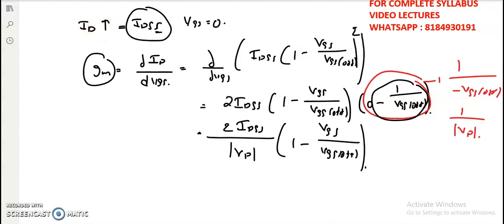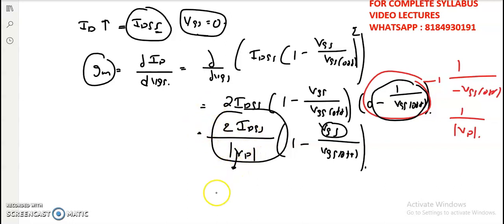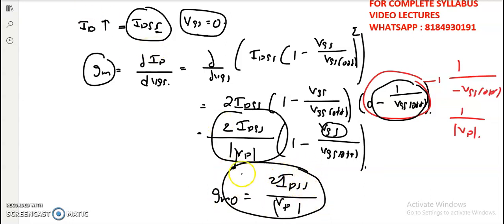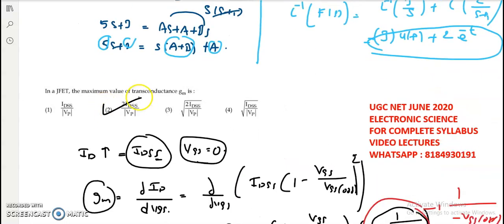And as I told, the maximum transconductance is nothing but when VGS has to be 0. So substitute VGS 0 here. Then what I am going to get? I will get 2 into IDSS divided by modulus of VP. It is symbolically represented as gm naught. gm naught is equal to 2 into IDSS divided by modulus of VP. So it is the maximum transconductance. So option 2 is the correct answer.